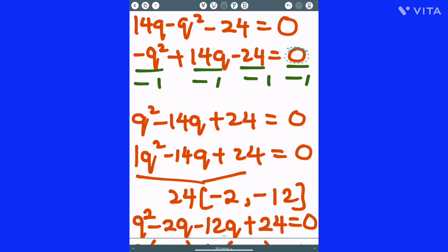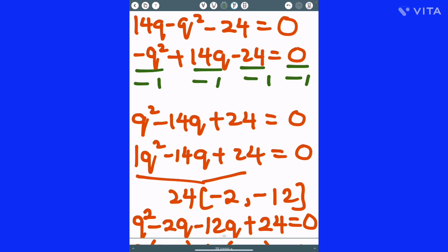is equal to 0. If I divide each term by minus 1, the equation will still be correct, but it will look simpler. Minus q squared divided by minus 1 will give me plus q squared. Also, plus 14q divided by minus 1 will give me minus 14q. Minus 24 divided by minus 1 is plus 24. So q squared minus 14q plus 24 is equal to 0. Q squared is the same thing as 1q squared, so 1q squared minus 14q plus 24 is equal to 0.